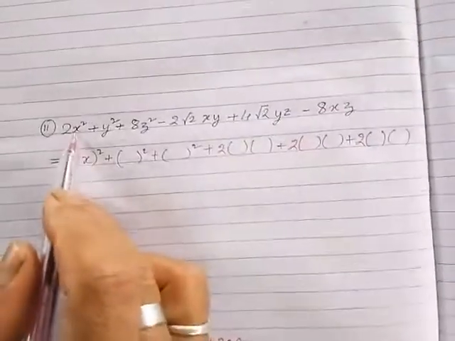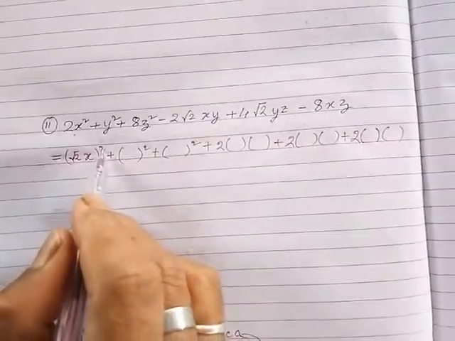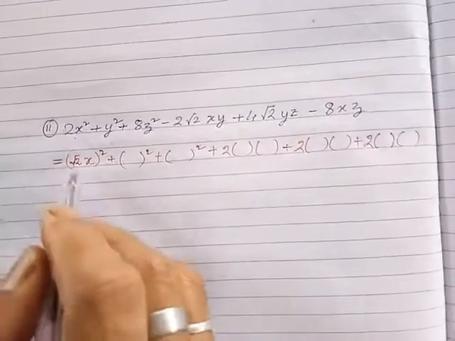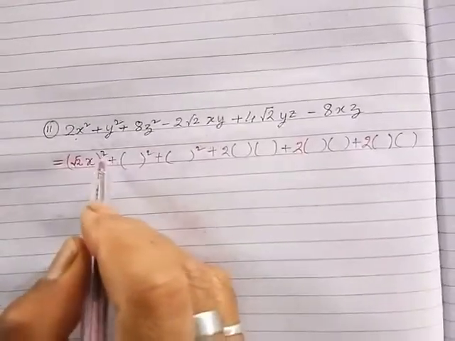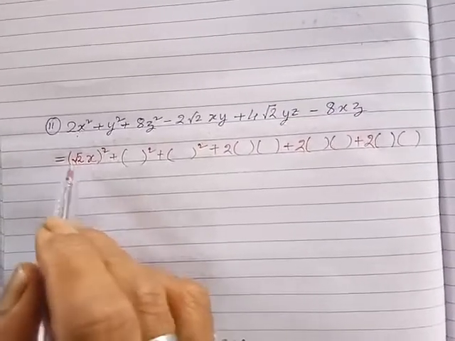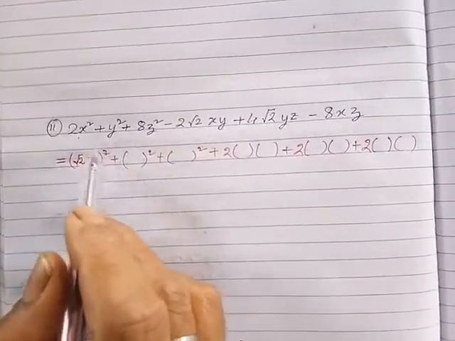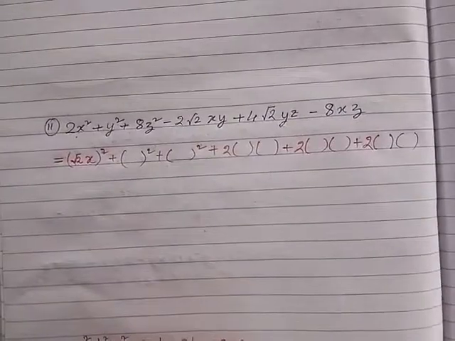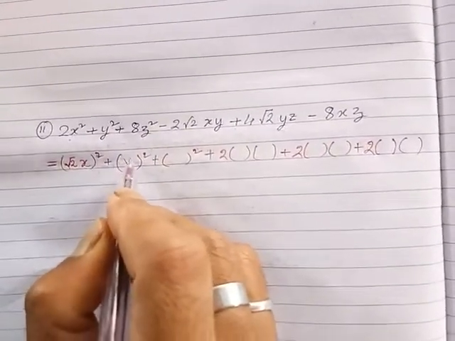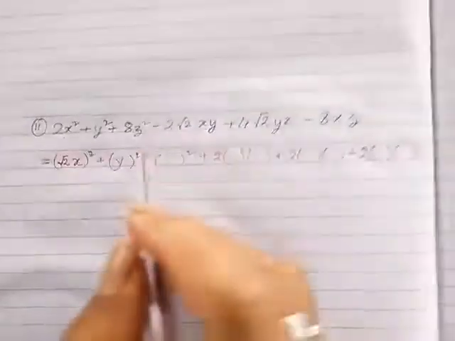You just check whether there is a change in value or not. Root 2 square is 2 only. Square root and square cancel. Root 2 square is 2 only. X square is x square. So finally, root 2x whole square is equal to 2x square. It is matching. So y square can clearly be expressed as b square.